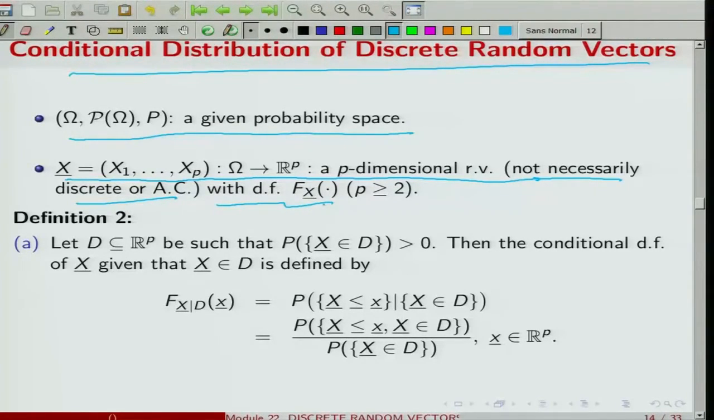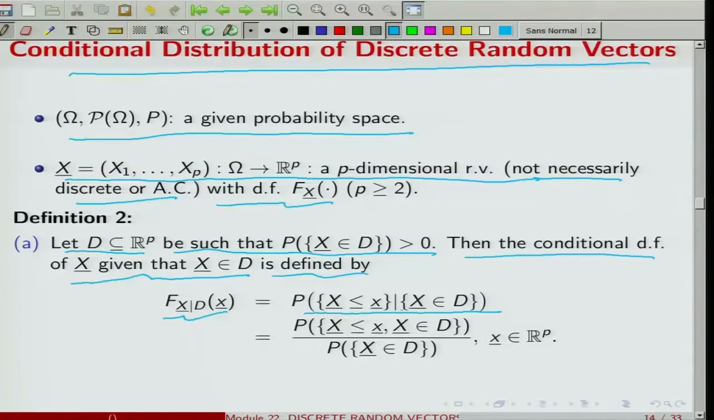First I talk about the conditional distribution function when it is given that X belongs to a given set D. So, let D be a subset of R^p, and suppose this D is such that probability X belonging to D is positive. Then the conditional distribution function of X given that X belongs to D is defined by, I use this notation, which is the same as probability X less than or equal to x given that X belongs to D.